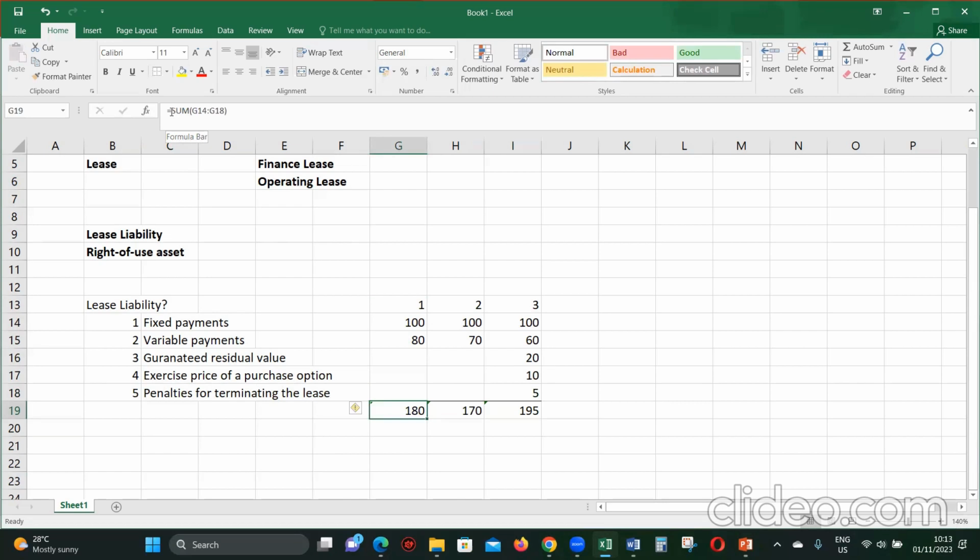Now, we can't just take the total of these values as 545. No. Why? Time value of money.